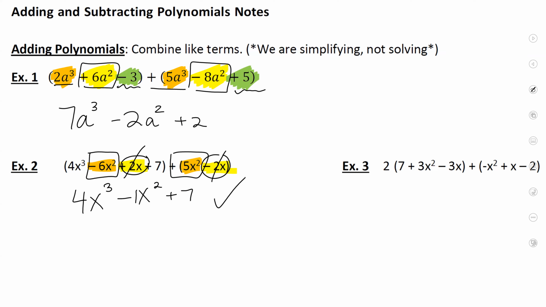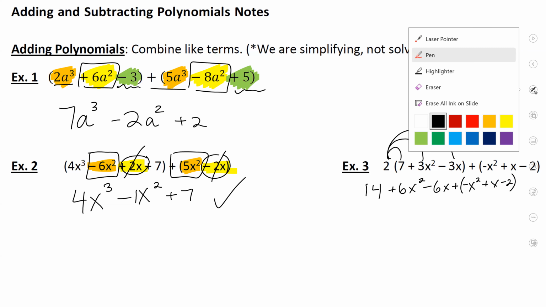Okay, example 3. You just have to do one more step for example 3. We need to distribute the number on the outside. So what is 2 times 7? 14. 2 times 3. So this will be 6. And then bring along that variable, the x squared. Next, continue distributing. So 2 times -3. Yep. And then keep that x there. And then the rest, I'm just going to bring it down. So plus, I'll just bring down the rest.